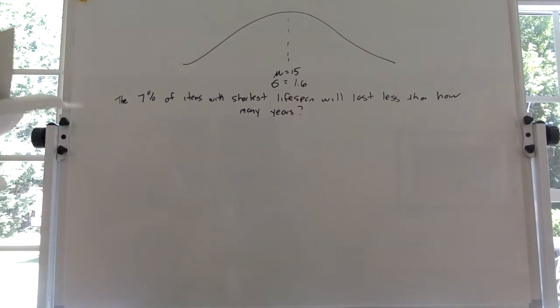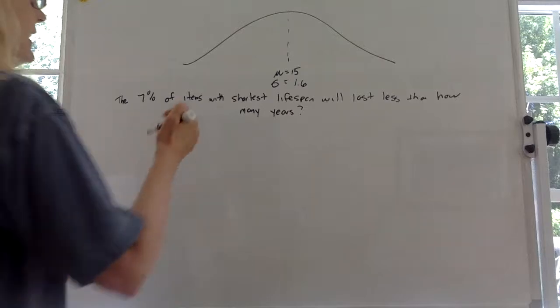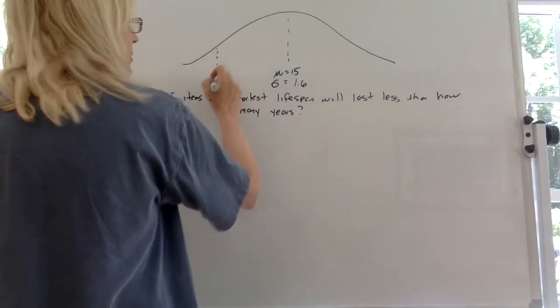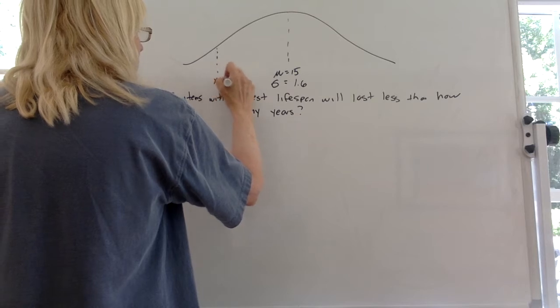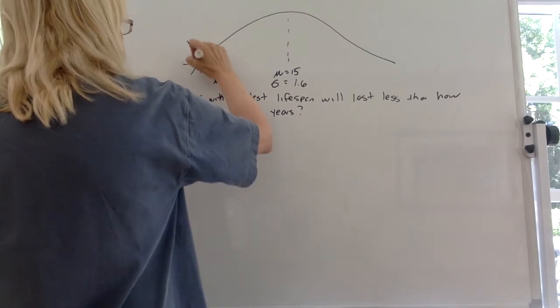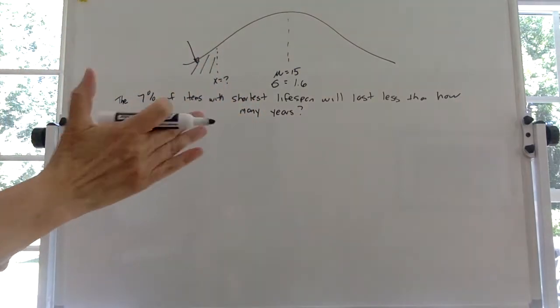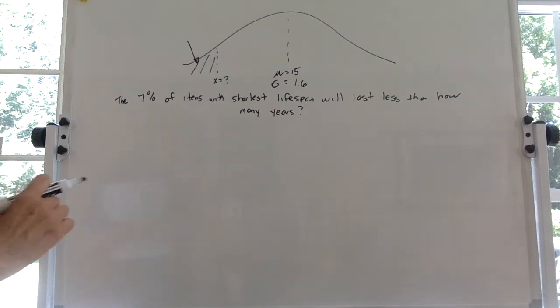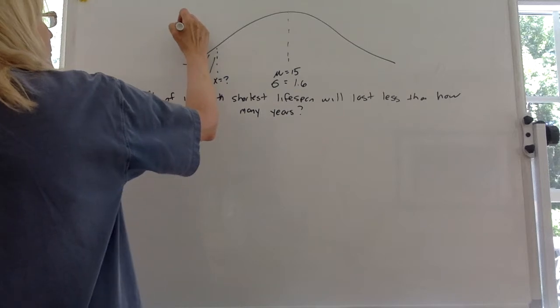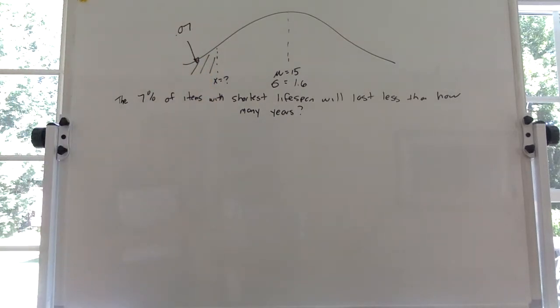What the heck are they talking about? Well, I think they want to know the number of years, you don't know what this is, where 7% are less than. So 7% converted to a decimal is 0.07. So they want to know what's the number of years where 7% will be less than. How are we going to do that?